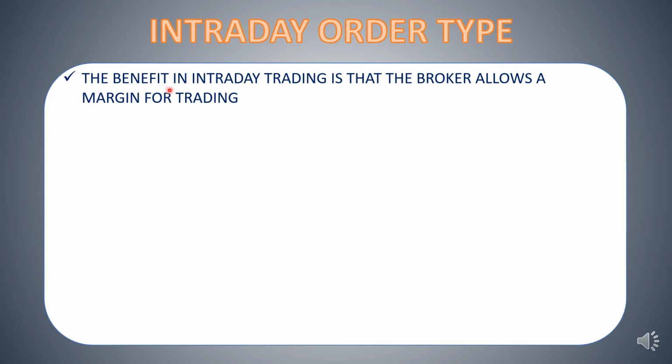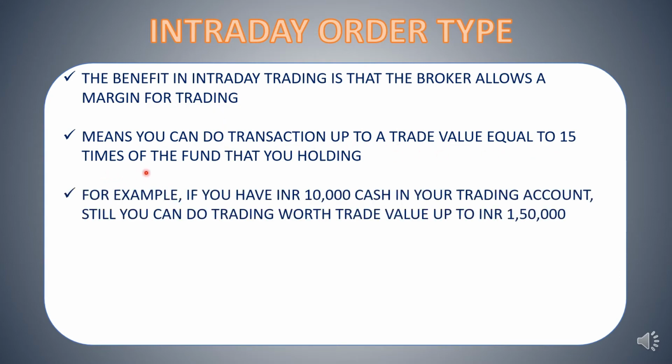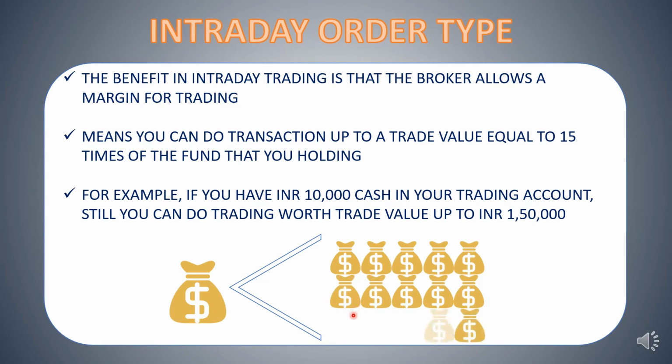The first benefit in intraday trading is that the broker allows a margin for trading, which means you can do a transaction up to a trade value equal to 15 times of the fund that you are holding. For example, if you have 10,000 rupees cash in your trade account, in delivery order, you can do a trade worth 10,000 only. However, in intraday trading, you can do a trade worth 1,50,000, which is 15 times more than the fund that you're holding.